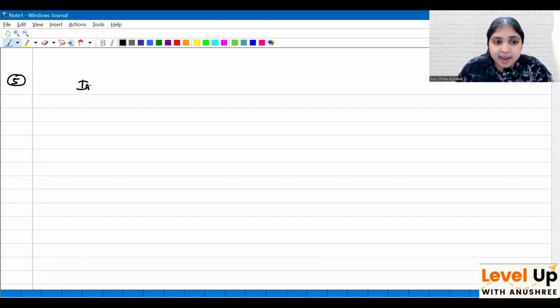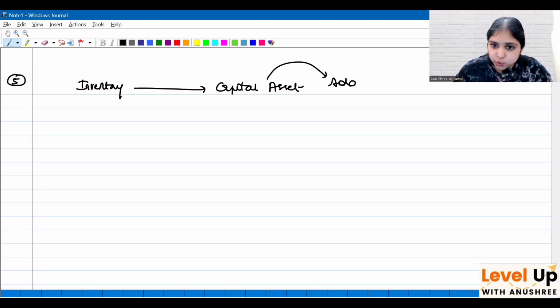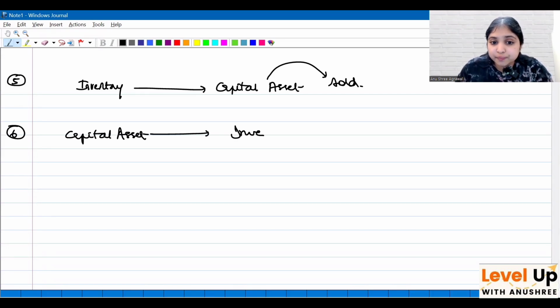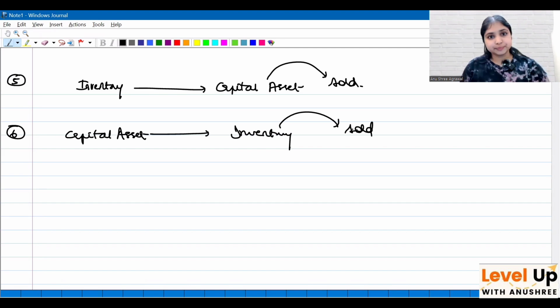Let's say I have an inventory, and then I converted this inventory into capital asset, and then this capital asset I sold. My sixth situation is going to be the reverse: I have capital asset, this capital asset I converted into inventory, and then this inventory I sold.